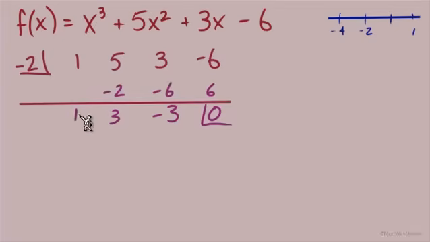Synthetic division: we bring that one down, and the whole multiply up, add down. We do see remainder 0, so good. X plus 2 is a factor, and negative 2 is the 0, and these coefficients give us our quotient.